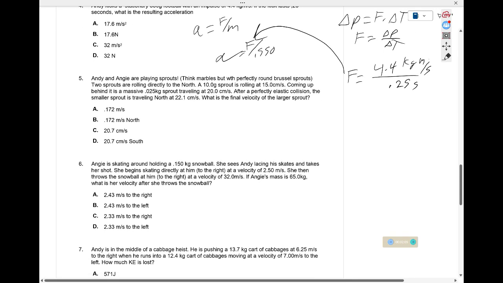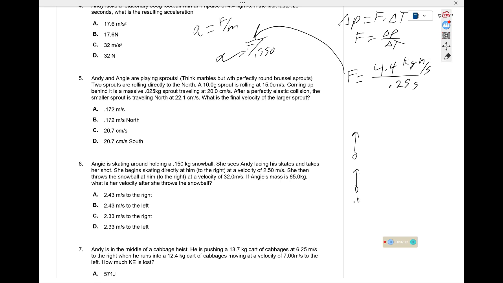Andy and Angie are playing sprouts. Think marbles, but with perfectly round Brussels sprouts. Two sprouts are rolling directly north. So think of this like a car collision where one car rear-ends another car. They're both going to end up going north. So this is a 10-gram sprout.